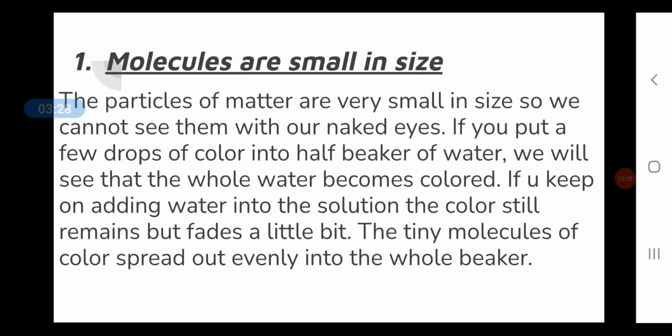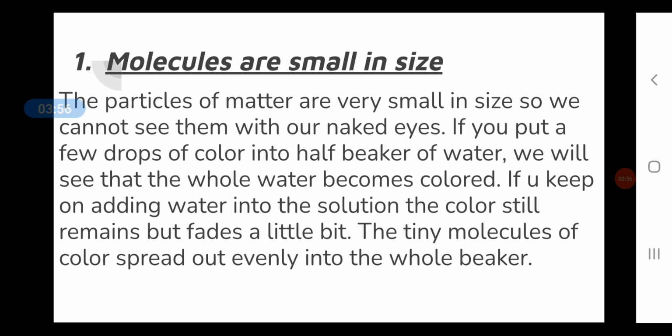Let us discuss the first point. Molecules are small in size. The particles of matter are very small in size, so we cannot see them with our naked eyes. And it is a fact. The atoms or the molecules, whatever matter is made up of, it is not possible to see them with our naked eyes. We need very powerful microscopes to see these small particles.